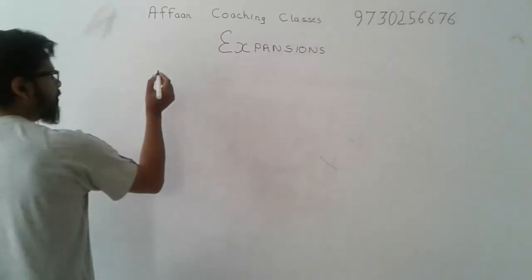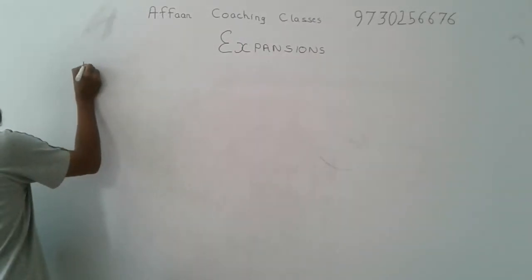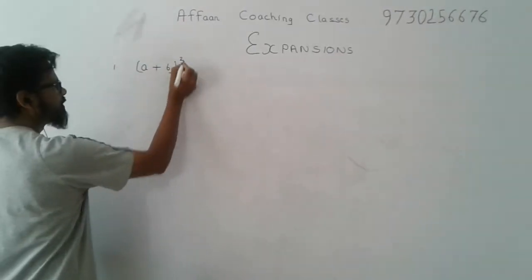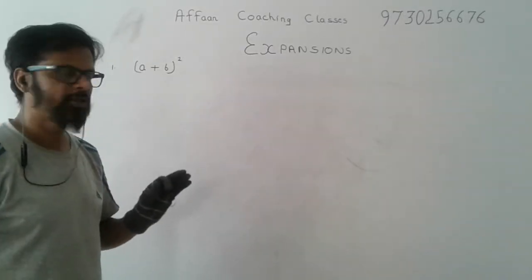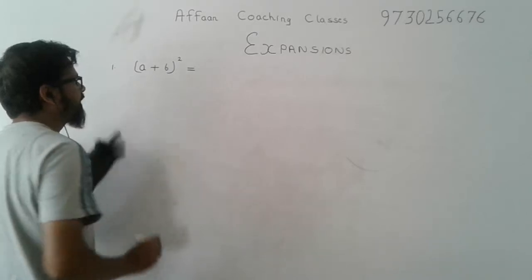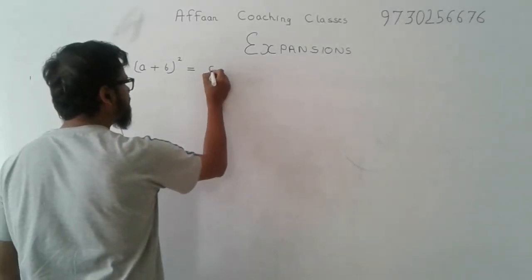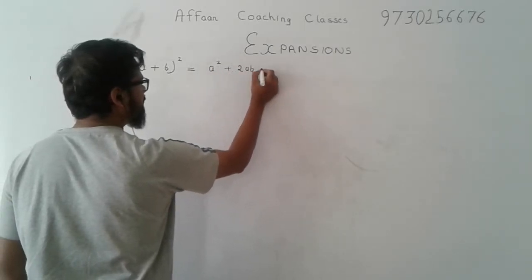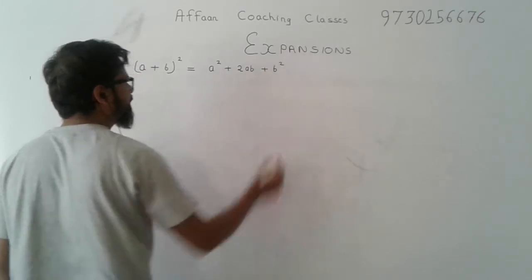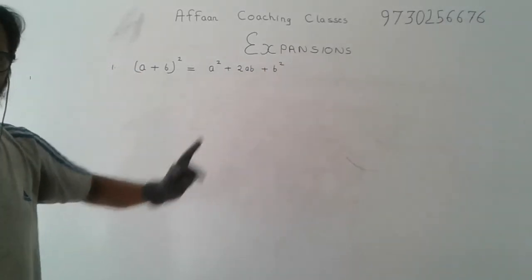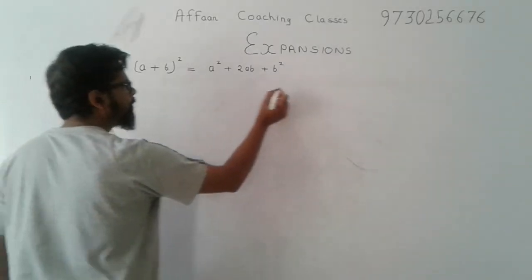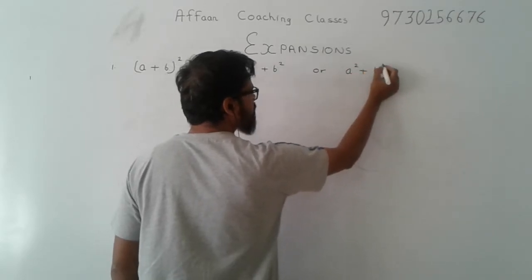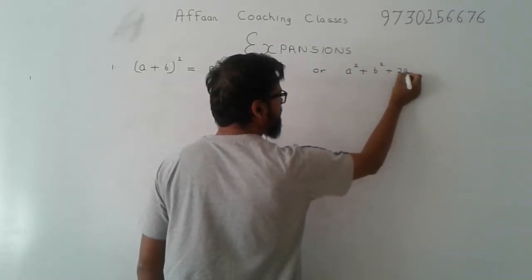So let's have a look at a few basic formulas. That is, the first one is (a plus b) whole bracket squared. You need to learn all these formulas to solve the sums. (a plus b) whole bracket square will give you a square plus 2ab plus b square. Right? You have to learn this. (a plus b) whole bracket square is a square plus 2ab plus b square, or you can even write this as a square plus b square plus 2ab.